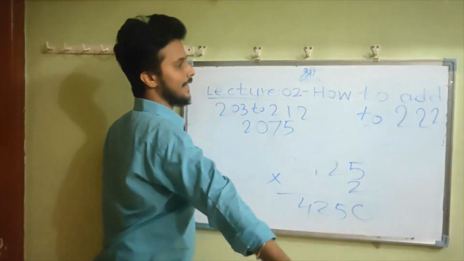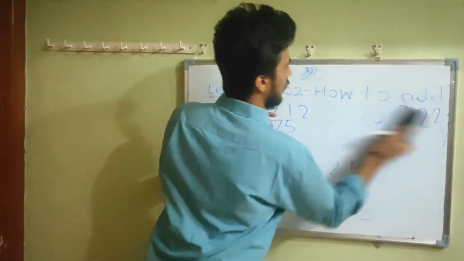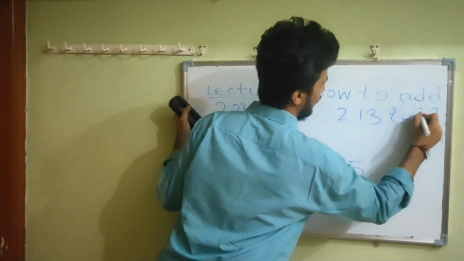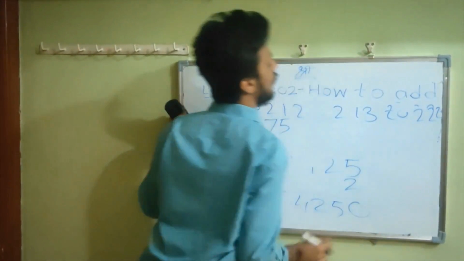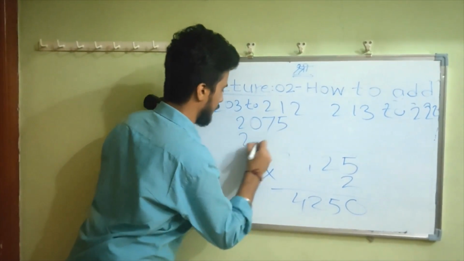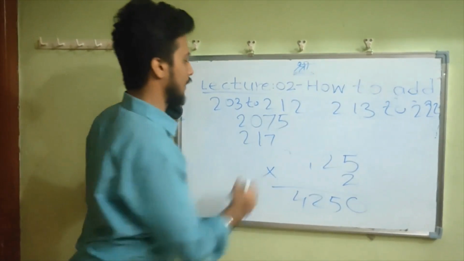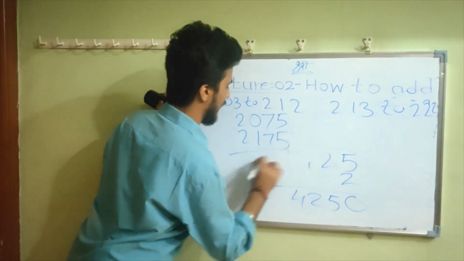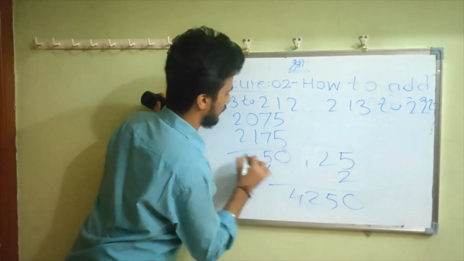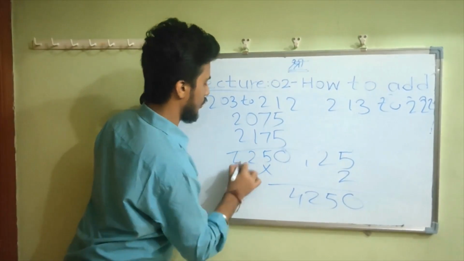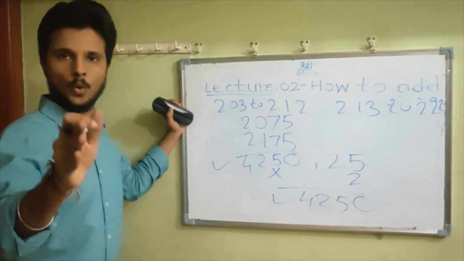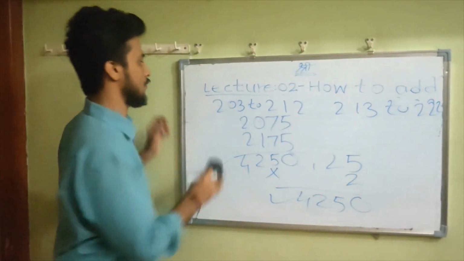Then, what will be the second section of this problem? The second section will be 213 to 222. Again, what will be the fifth number of this series? 217. We need to append 5 and do the addition. 5 plus 5, 10. Carry 1, 7 plus 7, 14 plus 1, 15. 2, 4. Is it same? So our answer is right. If you want, you can check it on a calculator as well.